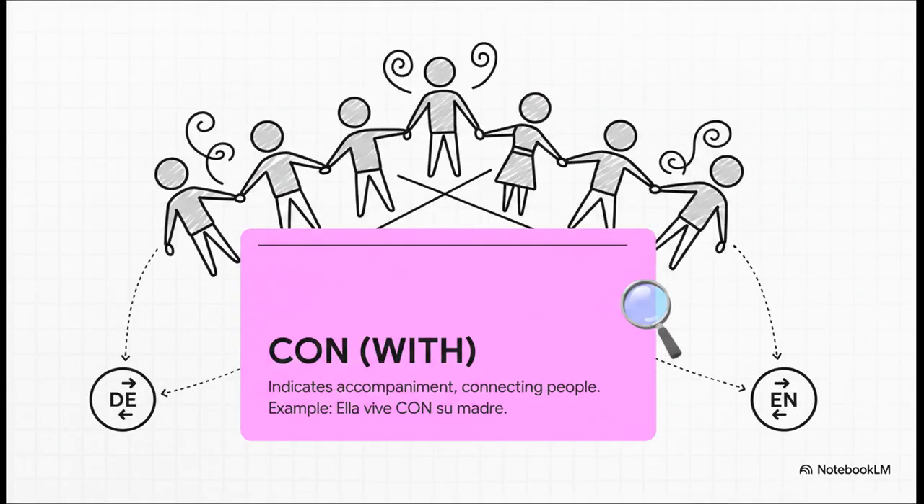And finally, for this round, we have con, which simply means with. This is how we connect people to other people. So Laura lives con su madre, with her mother. So there you have it. De, en, and con. 3 little words that act as the glue holding your sentences together.